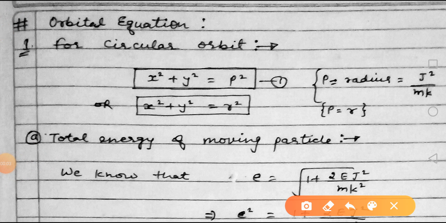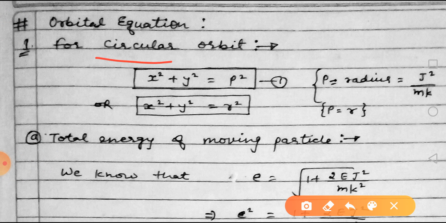Now the next topic is orbital equation. In orbital equation we discuss two cases. First is circular orbit and second is elliptical orbit.